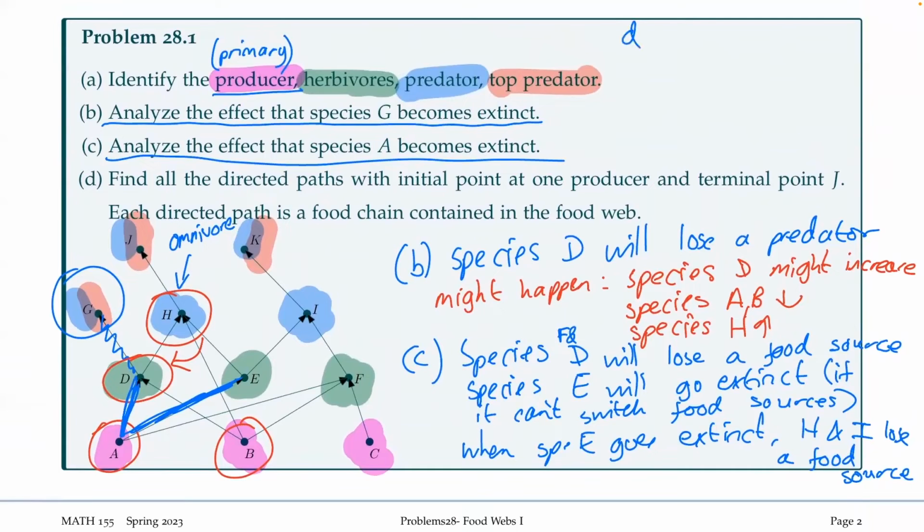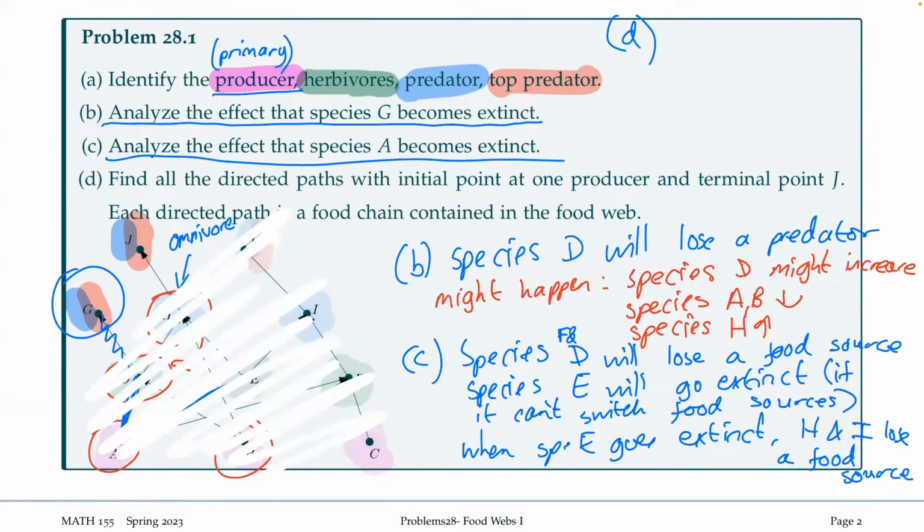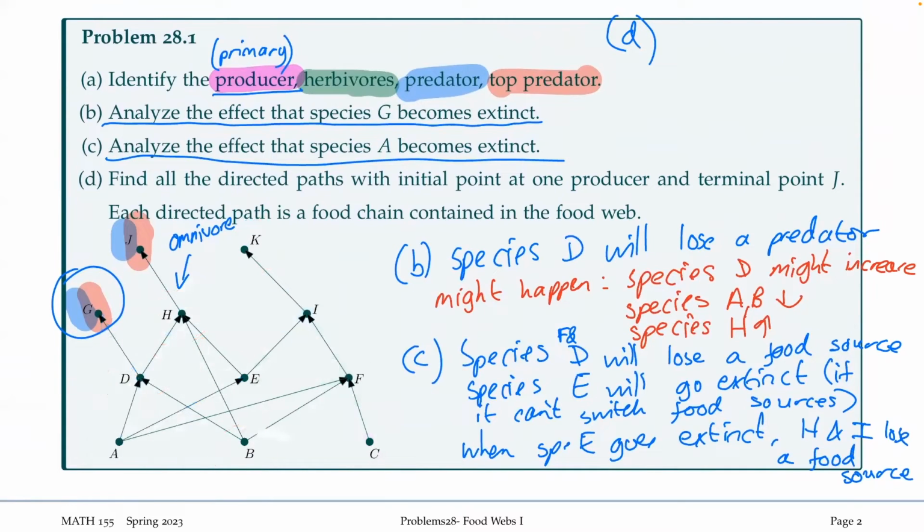Okay, part D. Find all the directed paths with initial point of one producer and terminal point J. I'm going to get rid of my scribblings here just to make this a little bit clearer. Okay, so we want to go from one of our primary producers and end up at J. Change the color here. Okay, so what are our possible paths?